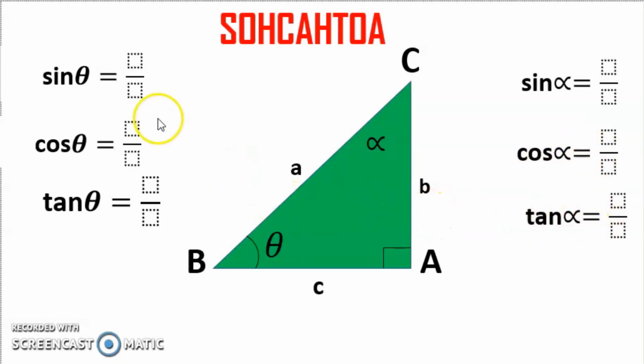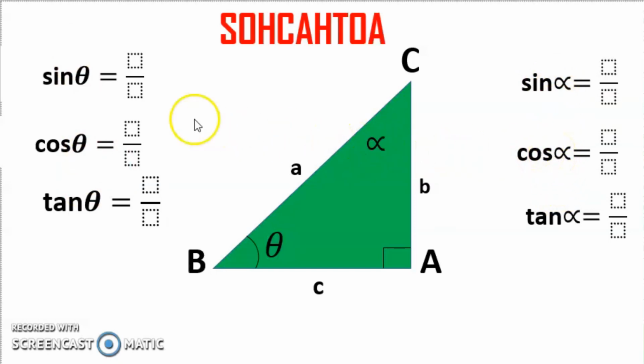Now I want us to fill in the values of this. How are we going to do it? The first thing that we must know is that we are going to use the acronym SOH CAH TOA. This acronym will help us to fill in these missing values. Remember, the angle under consideration here is theta, while the angle under consideration here is alpha.